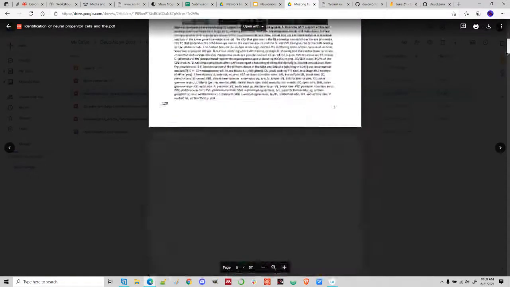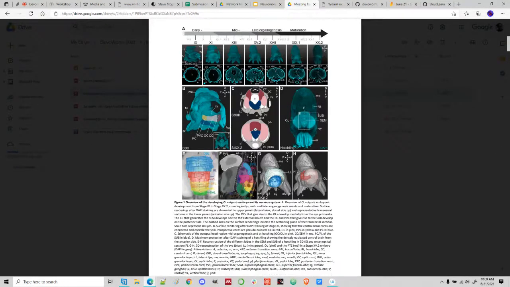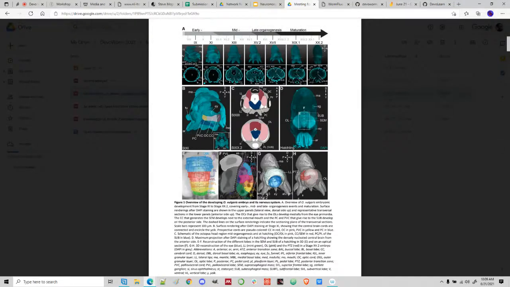Let me see if I can show some pictures of this nervous system. Okay, so this is what it looks like here. Overview of the developing O. vulgaris embryo and its nervous system. D is a maximum projection after DAPI staining of a hatchling. You can see this shows a densely nucleated central brain. So these bright areas are the central brain here. And this is the anterior side of the organism. You can also see an image here of the brain in terms of its structure.